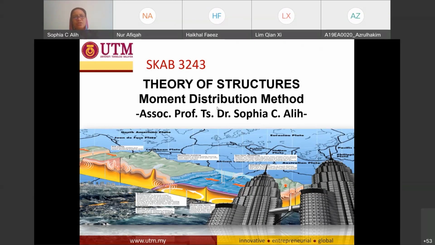And the moment distribution method also contributes the maximum marks for a question in your exam. If other questions are, I think, around 25%, moment distribution is, I think, 34% for your final exam. So you will also be given more time to answer the moment distribution question. So I hope you will give more attention to this method.